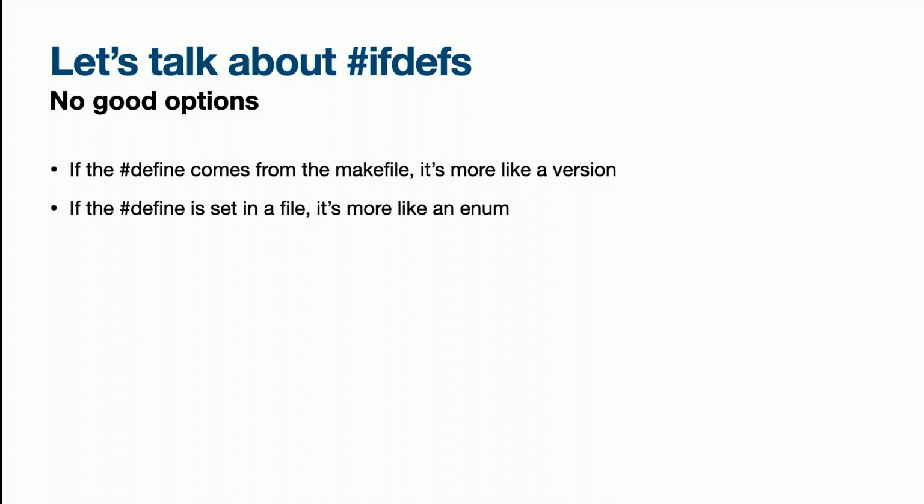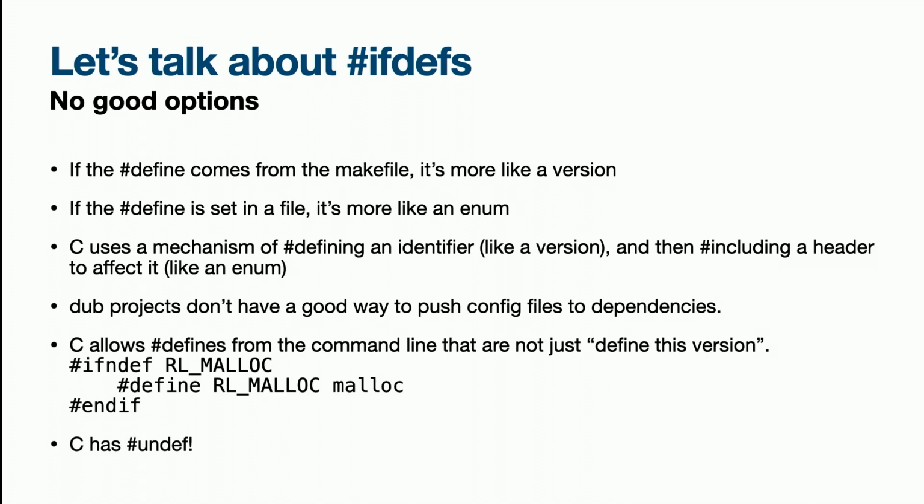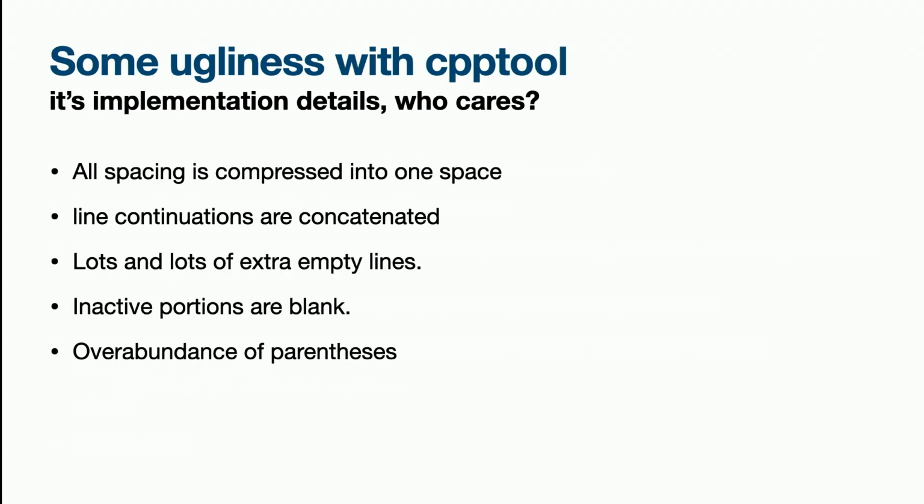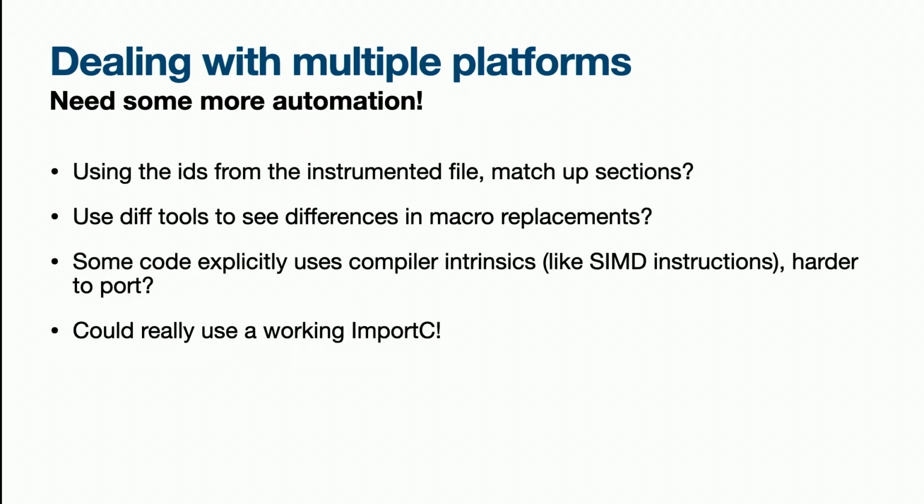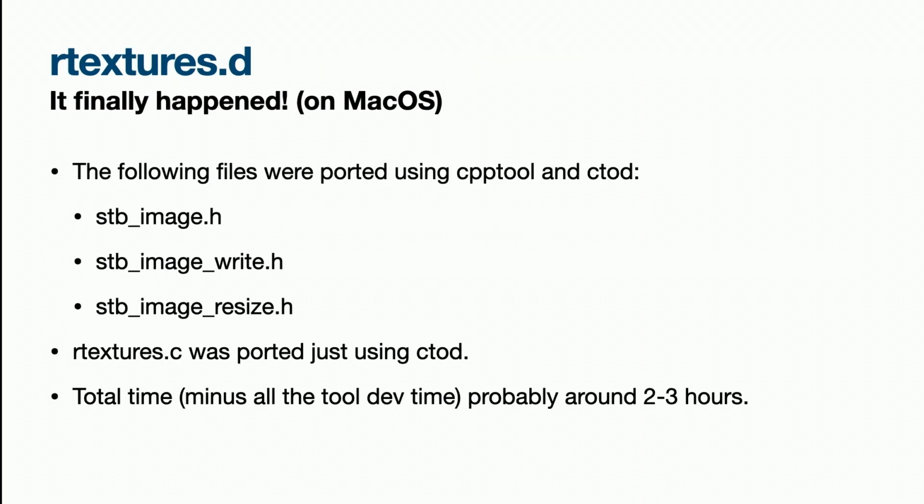There's a lot of things that are just difficult to deal with because there's just no analog in D for this kind of stuff. Whether you're getting defined through a makefile or from another file. Some other things that are not too important. It's kind of ugly, but who cares because it's implementation details. This is on one platform. If I had to do multiple platforms, I'd probably just run the tool on multiple platforms and then do diffs maybe. But yeah, ImportC would be great. Finally, it happened. I finished porting this and it worked.